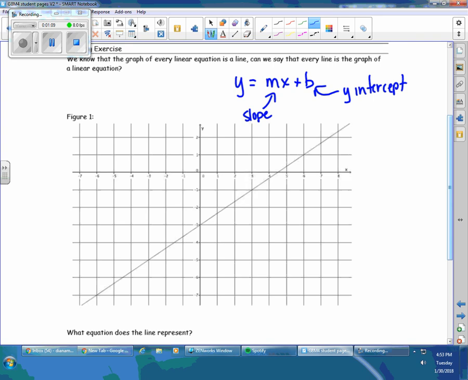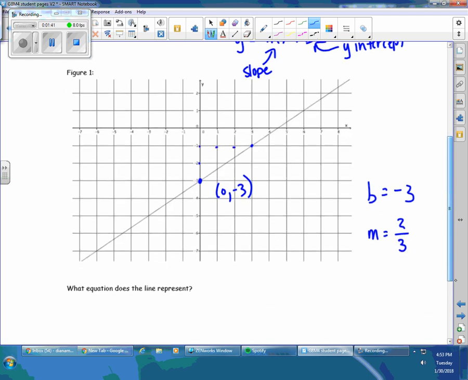So start first with your y-intercept. Where is the line crossing? This is at 0, -3. So our b, our y-intercept, is going to be -3. Find another pair of integer coordinates. Where is it crossing the intersection of two whole numbers? And you count the slope. So here our slope is going to be rise 2, run 1, 2, 3. So it's a positive 2/3.